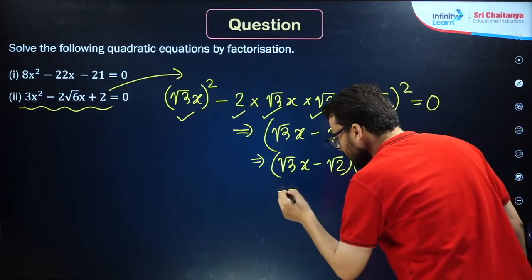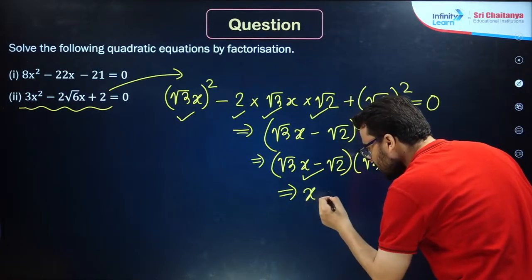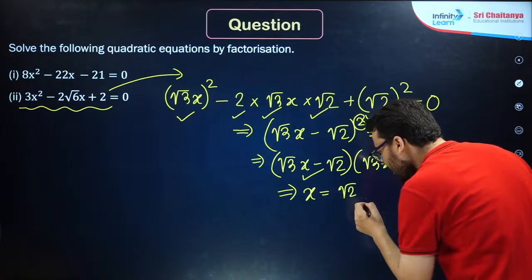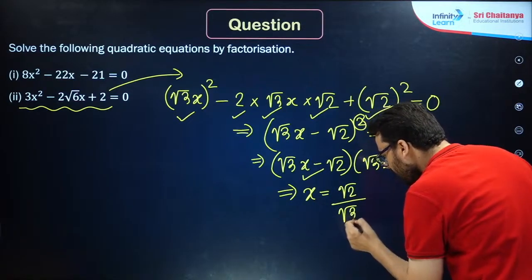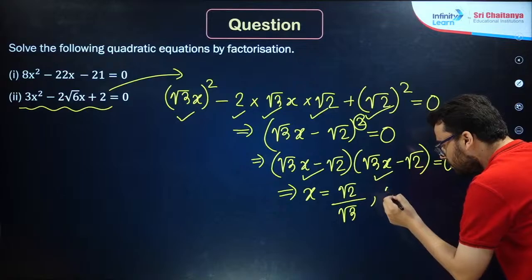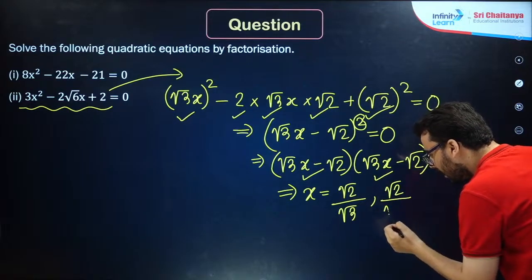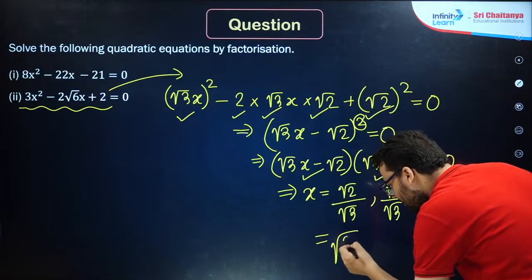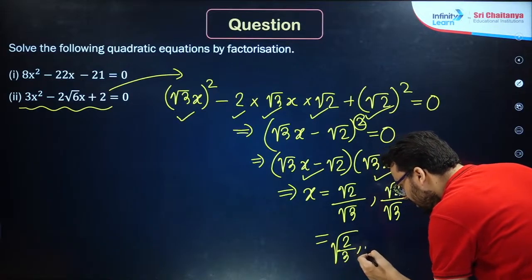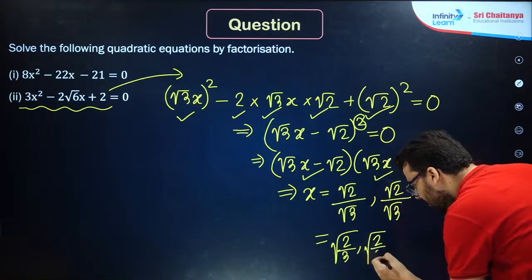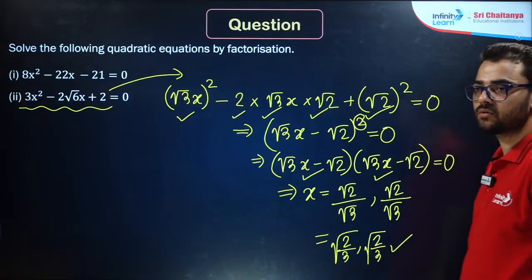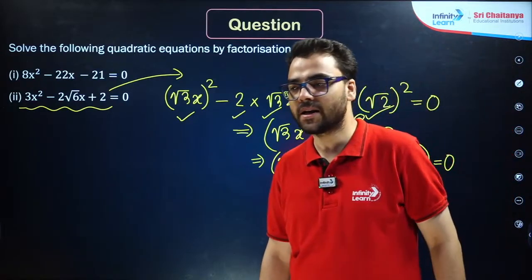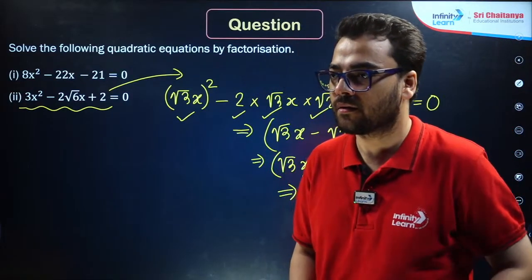So once you put this equal to 0, you will get x is equal to root 2 by root 3. And again, if you put this equal to 0, you'll get x is equal to root 2 by root 3. And if you further simplify, you can write it like this, under root of 2 by 3, under root of 2 by 3. So these are the two roots of this quadratic equation.